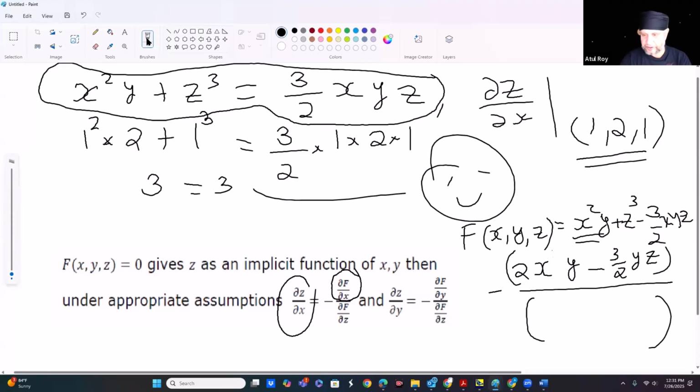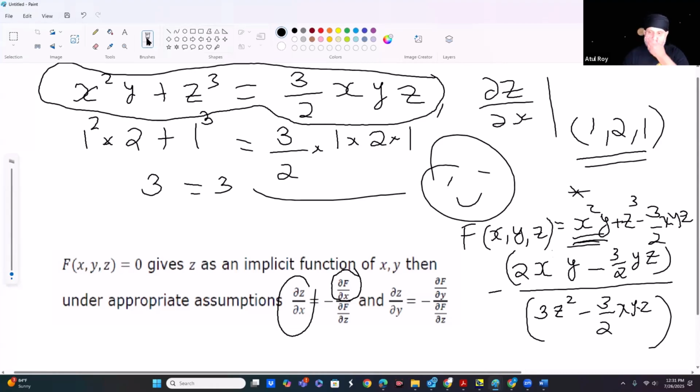And the denominator is dF/dz. So if I look at that, first of all, this doesn't have any z, so the derivative would be 0. And then z cubed, the derivative with respect to z is 3z squared. And here I have a lone z, so this will be negative 3 over 2 xy.